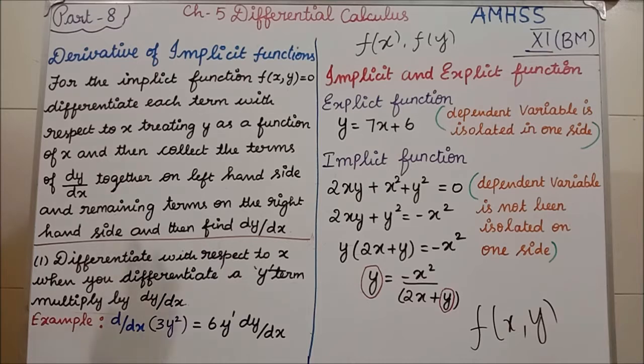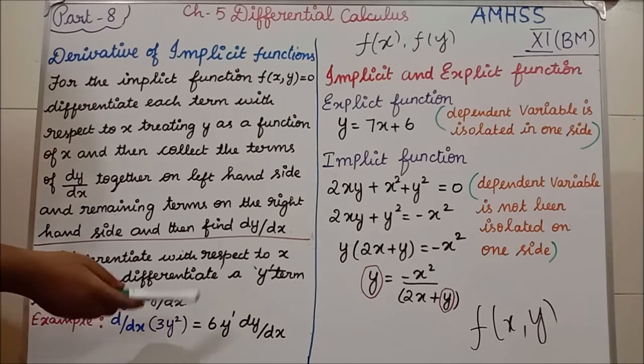So dy by dx you take to the left hand side, and all the remaining terms, except dy by dx, you take to the right hand side. And then we have to find dy by dx. Clear students, all of you? See, the step for this implicit function is to differentiate with respect to x. When you are differentiating a y, you have to differentiate with respect to x, and by that time you have to multiply by dy by dx.